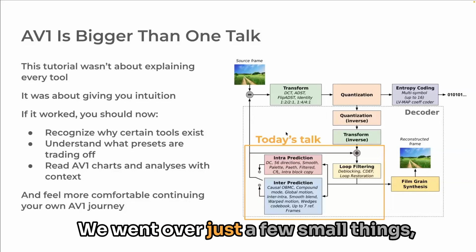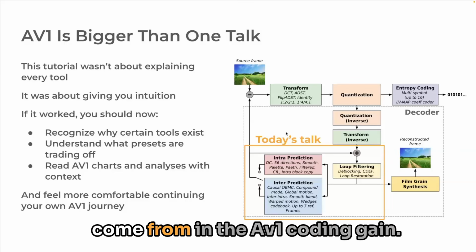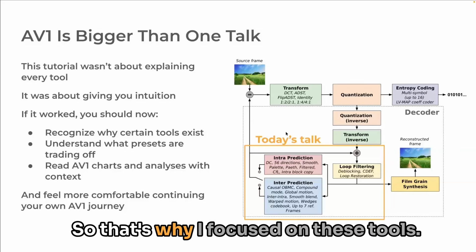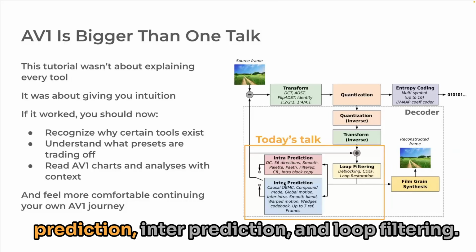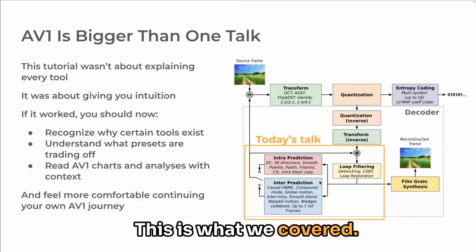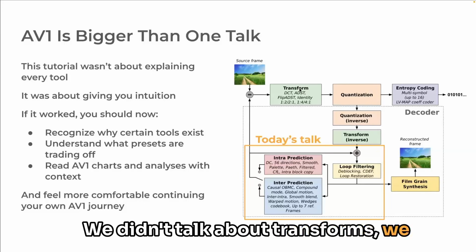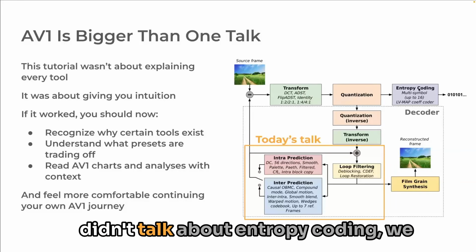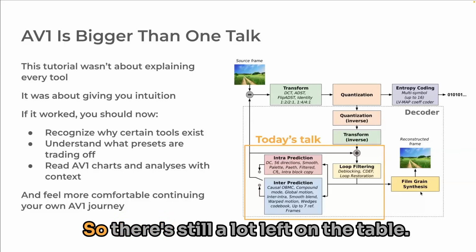All right, so that was quite a big talk. We went over just a few small things, but if you look at these tools, I think that's a lot of where the contribution comes from in the AV1 coding game, so that's why I focused on these tools. You can see that we talked about intra prediction, inter prediction, and loop filtering. This is what we covered. There's obviously a lot more to cover. We didn't talk about transforms. We didn't talk about quantization. We didn't talk about entropy coding. We didn't talk about film grain synthesis. So there's still a lot left on the table.